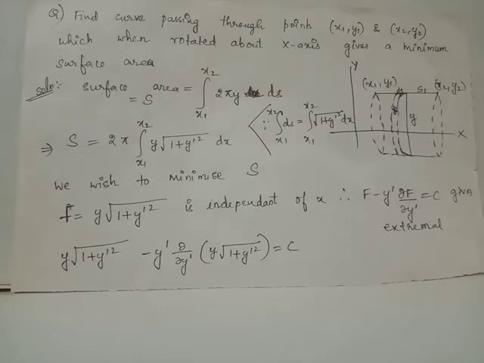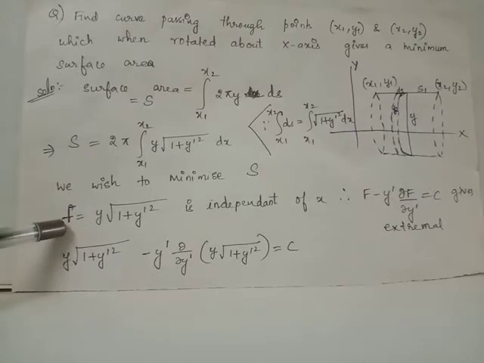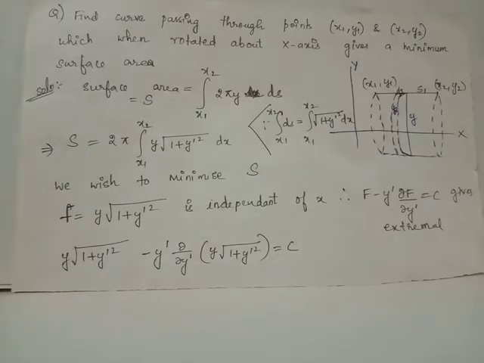We wish to minimize the equation of surface area. This becomes a functional, and we have capital F equals y into root of 1 plus y dash square. Capital F is independent of x, and we have F minus y dash into dou F by dou y dash equals c, which will give us the extremum.